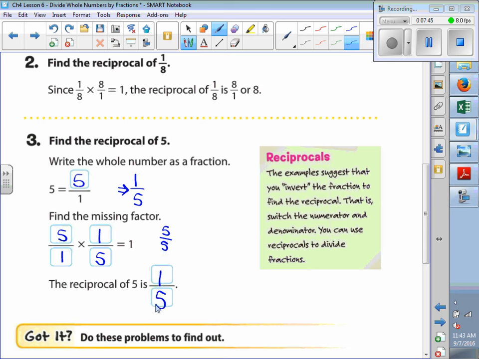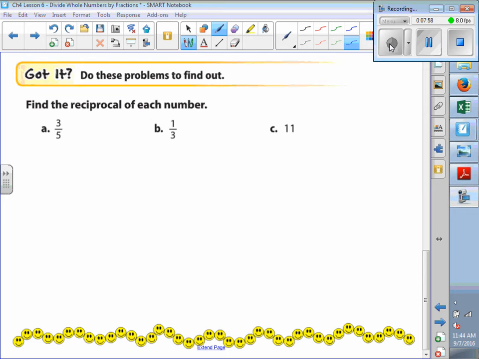is 1/5. Okay? Now, do you have to go through all this when they ask you for the reciprocal? No. You just have to tell me what it is. Is everybody clear? Yeah. All right. Good. All right. So, example A, we want to find the reciprocal of each number.